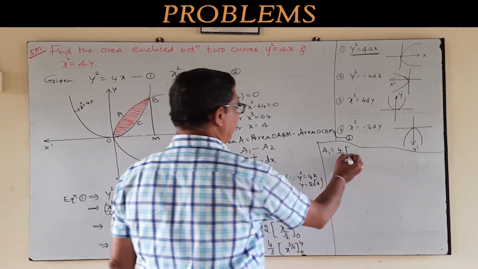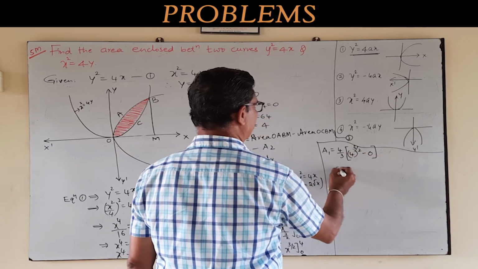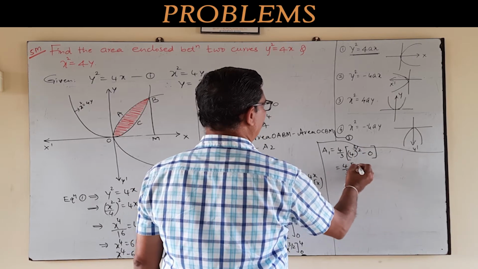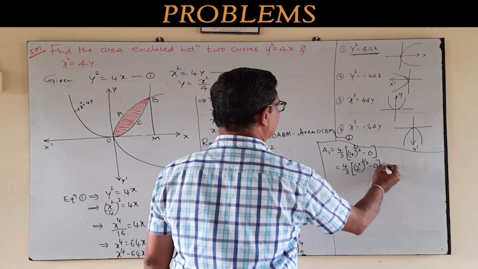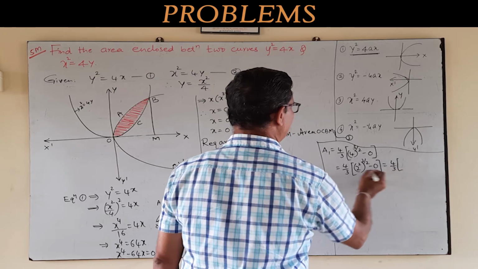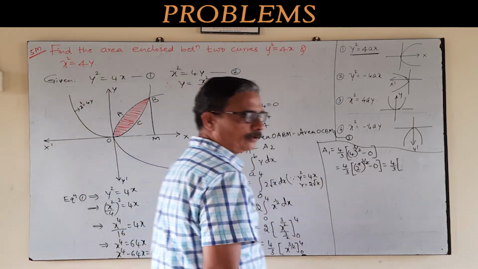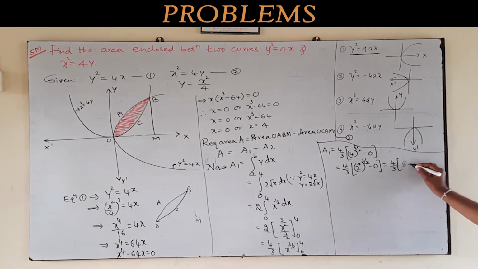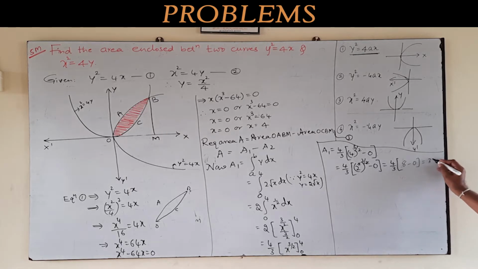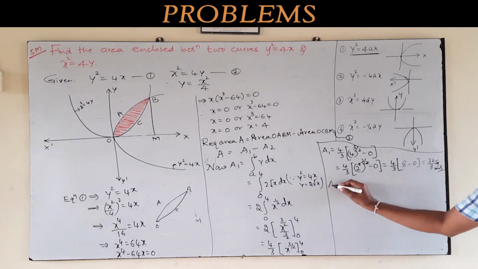That is A1 is equal to 4 by 3 times: x equal to the upper limit, 4 power 3 by 2, minus the lower limit, which is 0. 4 can be written as 2 square, to the power of 3 by 2, minus 0. The law of indices is a power m whole power n is equal to a power m into n. That 2 gets cancelled, isn't it? 2 power 3 is 8, minus 0; 8 fours are 32 by 3 square units. This is A1.